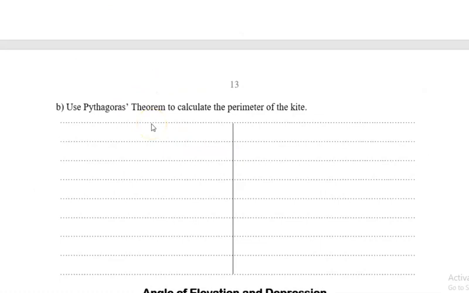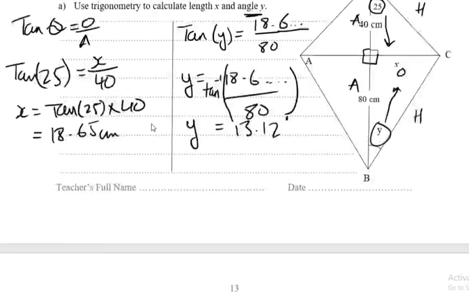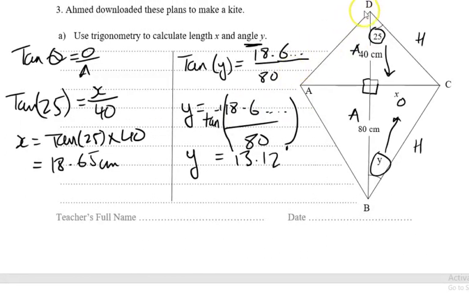Question B. Use Pythagoras' theorem to calculate the perimeter of the kite. Now to calculate the perimeter, we need to know all the outside sides. So we need to know the length of CB and BA. Now these two sides are identical, so if I can work out one of them, I know the other. That's the same case over here. So if I work out the length of DC, I can find the length of DA. To find the length of DC, I have the length of this side here, and I have the length of this side here. So I can use Pythagoras to work out the length of DC.